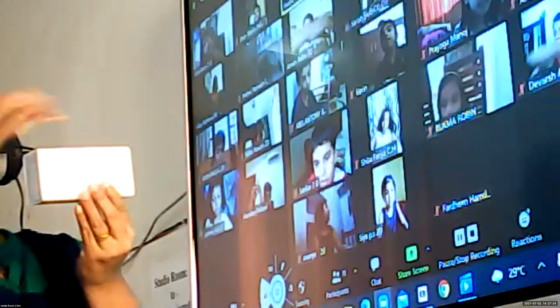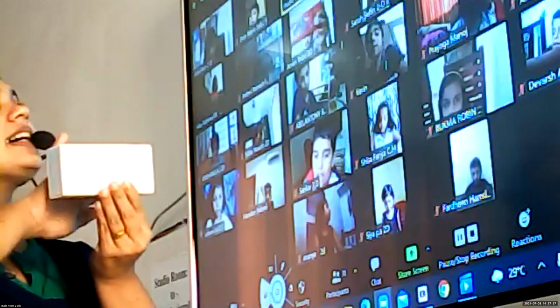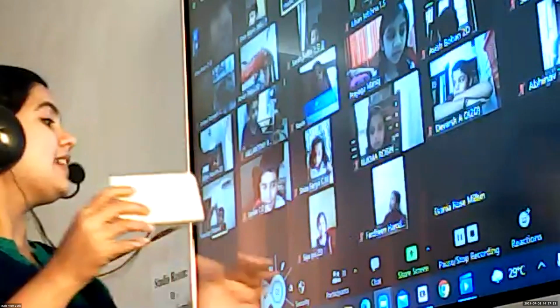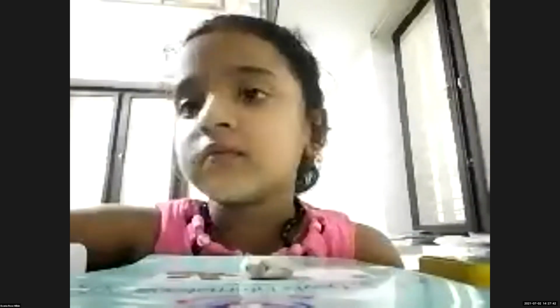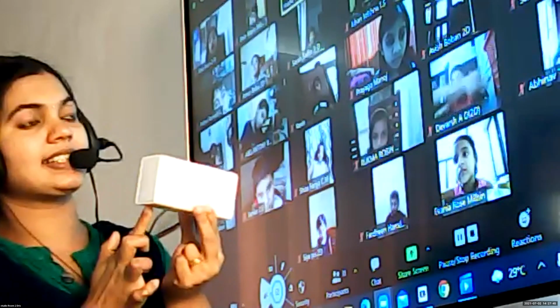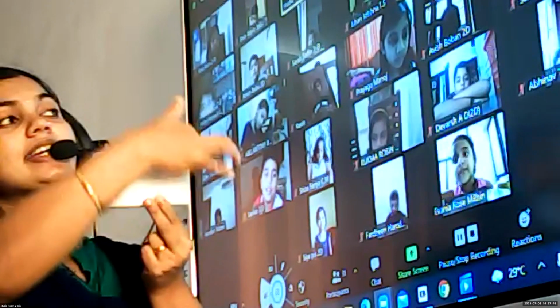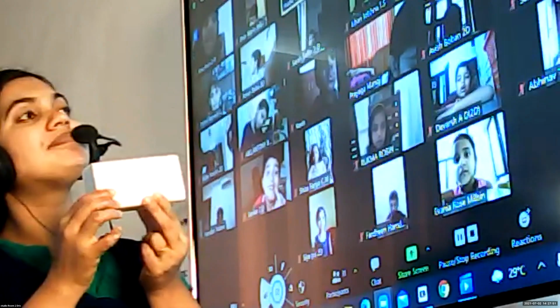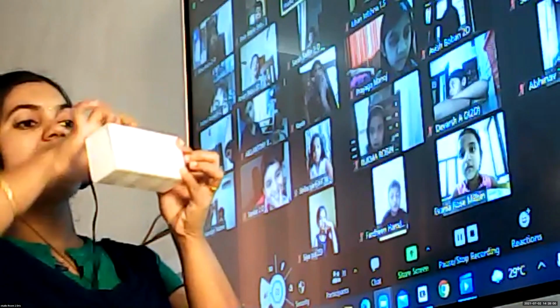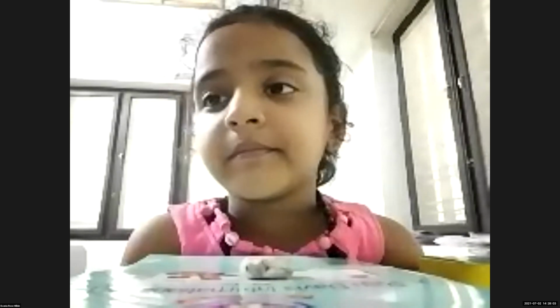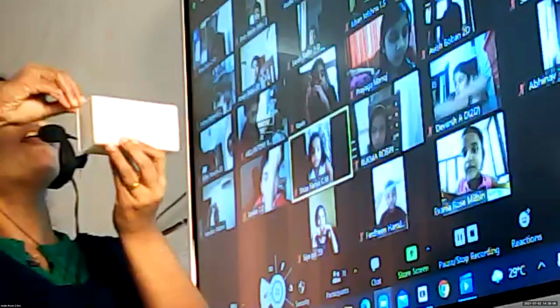Okay. Now, all the sides of these rectangles are edges. I'll ask you, and at that time you can answer. Otherwise, it will be a great disturbance. Okay? So, all the sides of these rectangles are edges. How many edges are there for a cuboid? Total, how many edges are there? 12. 1, 2, 3, 4. Backside, 5, 6, 7, 8, 9, 10, 11, 12. 12 edges are there.